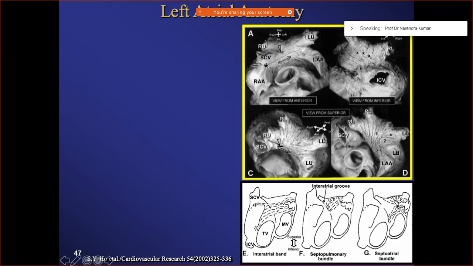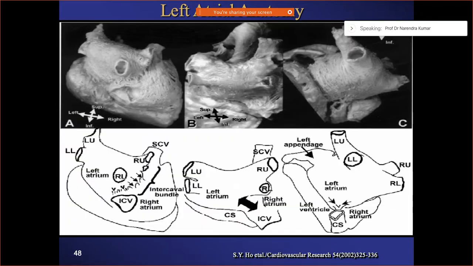So the orientation of these fibers can be different at different layers. This is what has been emphasized in these figures, in fact. That is why a lot of times AF ablation is not as simple as a lot of people may claim, because of this difference in orientation as well.